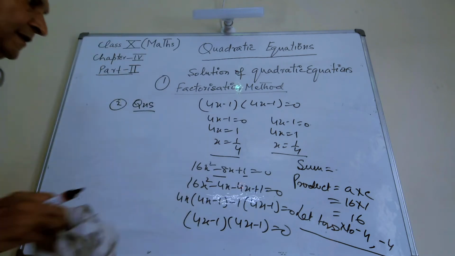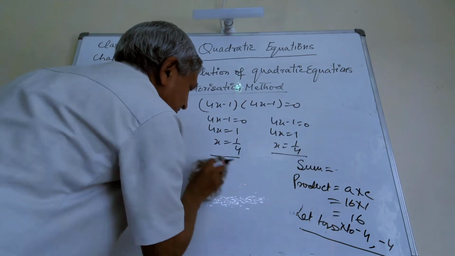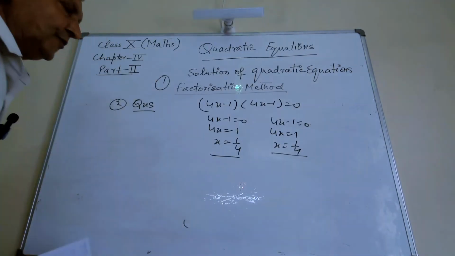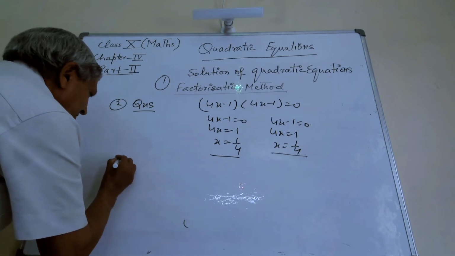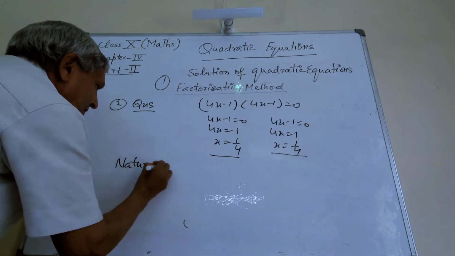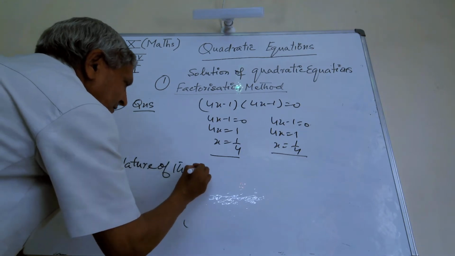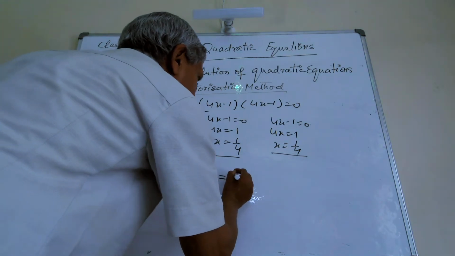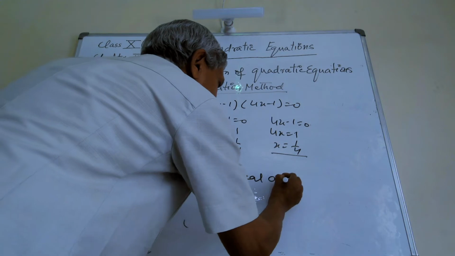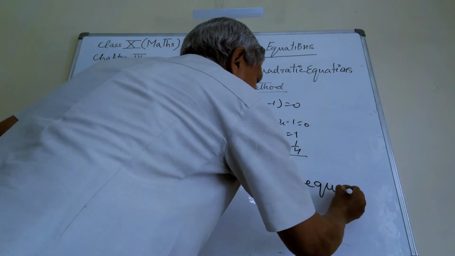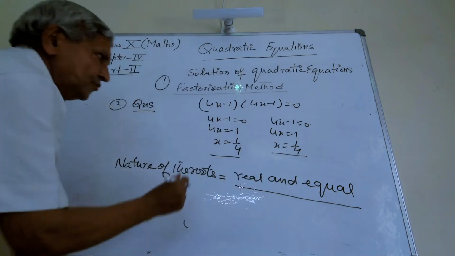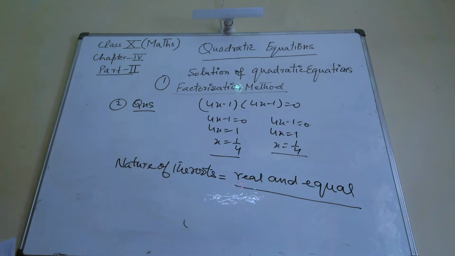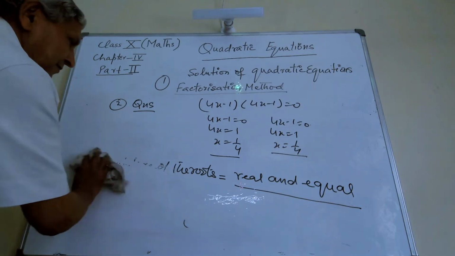And you have seen that these two roots are equal, 1 by 4 and 1 by 4. The nature of the roots is real and equal. This is the nature of these two roots, 1 by 4 and 1 by 4. So I'm going to take the third example.